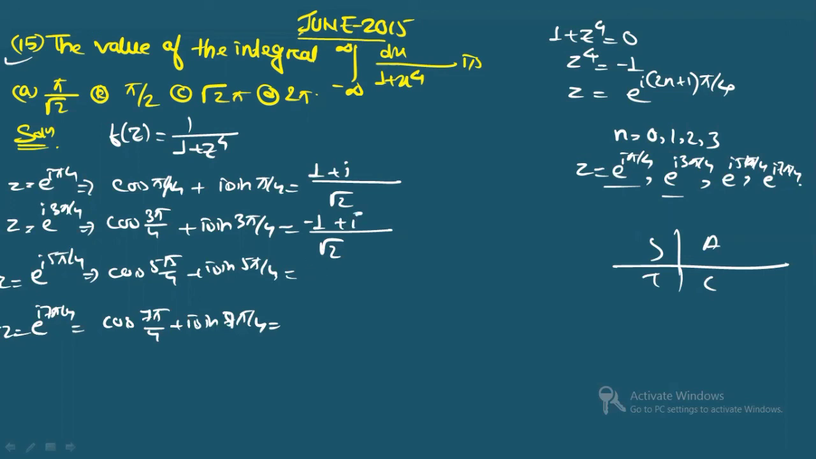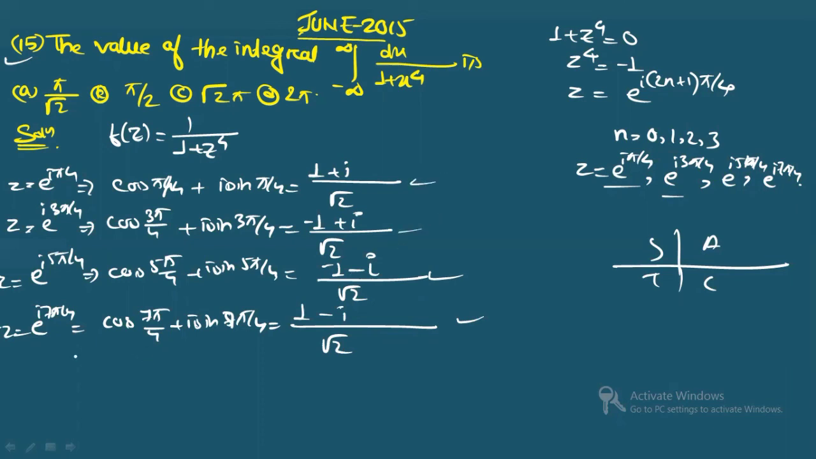The third one, cos 5 pi by 4, again putting the same, root 2 will be obviously there. Here you will have minus 1 minus i, both cos and sine will be negative. Last is root 2 again, and you will get 1 minus i. Now you see these two have negative imaginary part, so these will lie outside. The other two will lie inside.